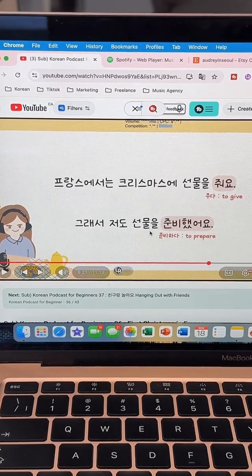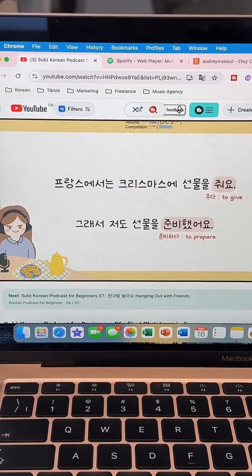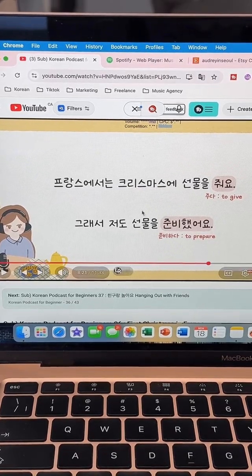It either means gifts or presents, okay? 선물. I know someone was asking last week if it was related to water, right? Since there is the 물. But here, 선물 doesn't have anything related to water. So it is a gift or a present.